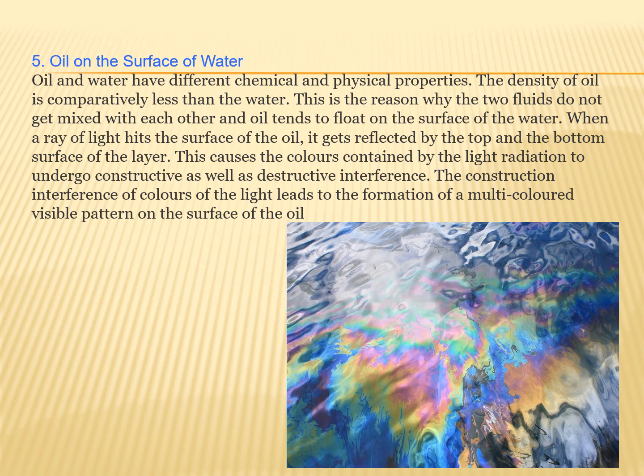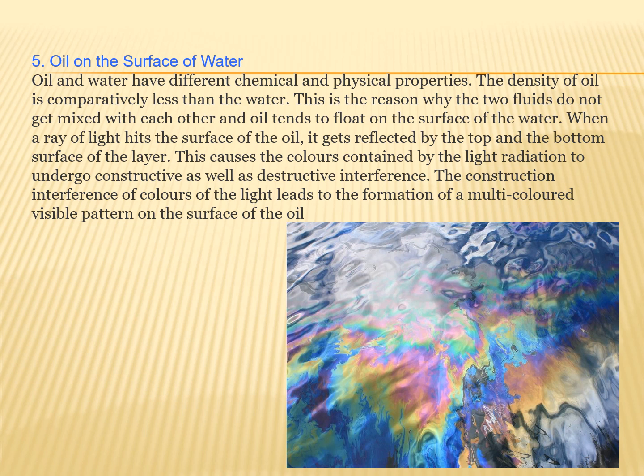Next example, oil on the surface of the water reflects the constructive interference colors, similar to the previous example. The density of the oil is comparatively less than the water. This is the reason why the two fluids do not get mixed with each other and oil tends to float on the surface of the water.